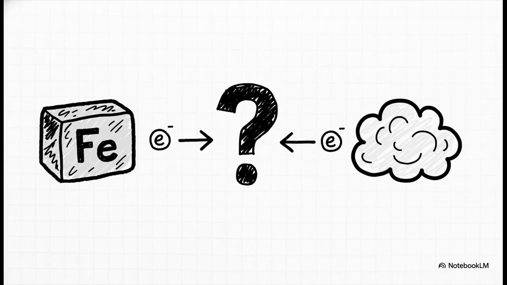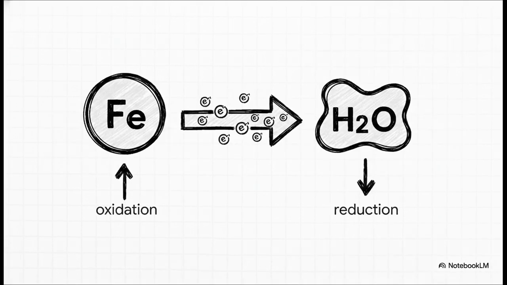Here we've got iron reacting with water vapor. One of these is giving away electrons and the other is taking them. Let's play detective and figure out who is who. So here's how it all breaks down. The iron loses electrons to become part of that iron oxide compound. Losing electrons is oxidation, so iron got oxidized. And the water? Well, it gained those electrons to become hydrogen gas, so it got reduced.